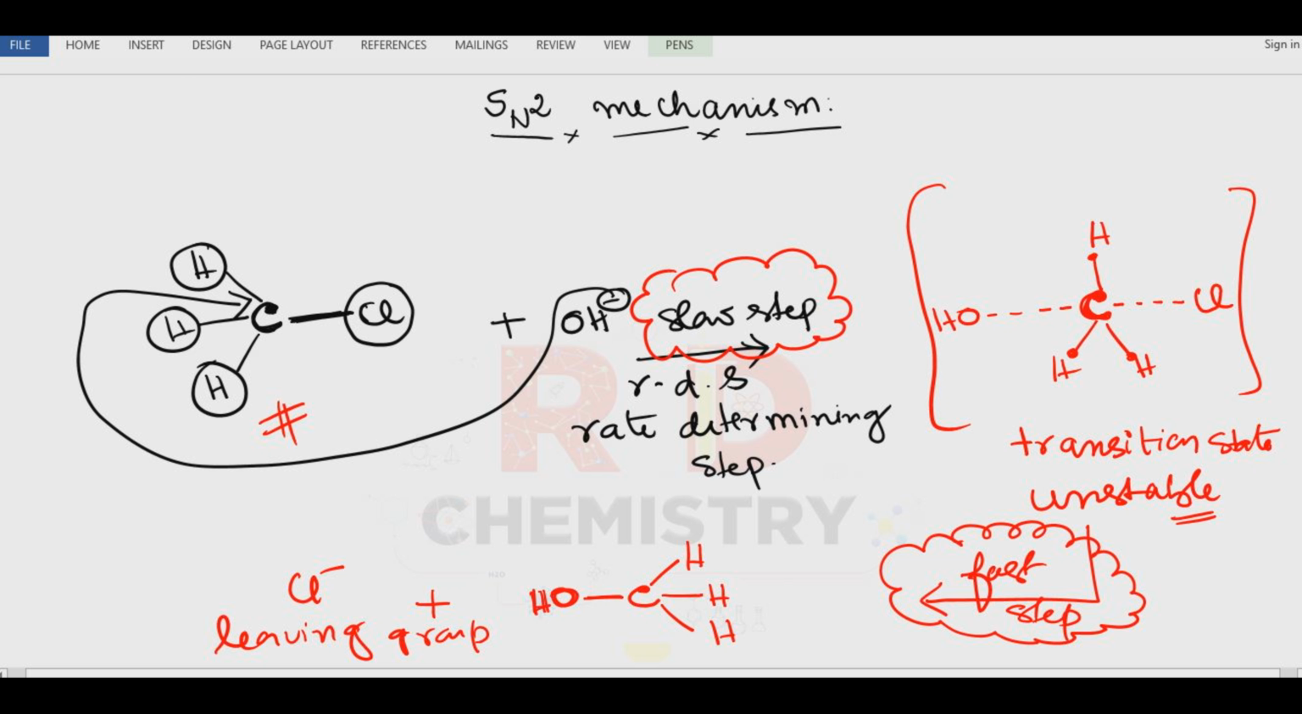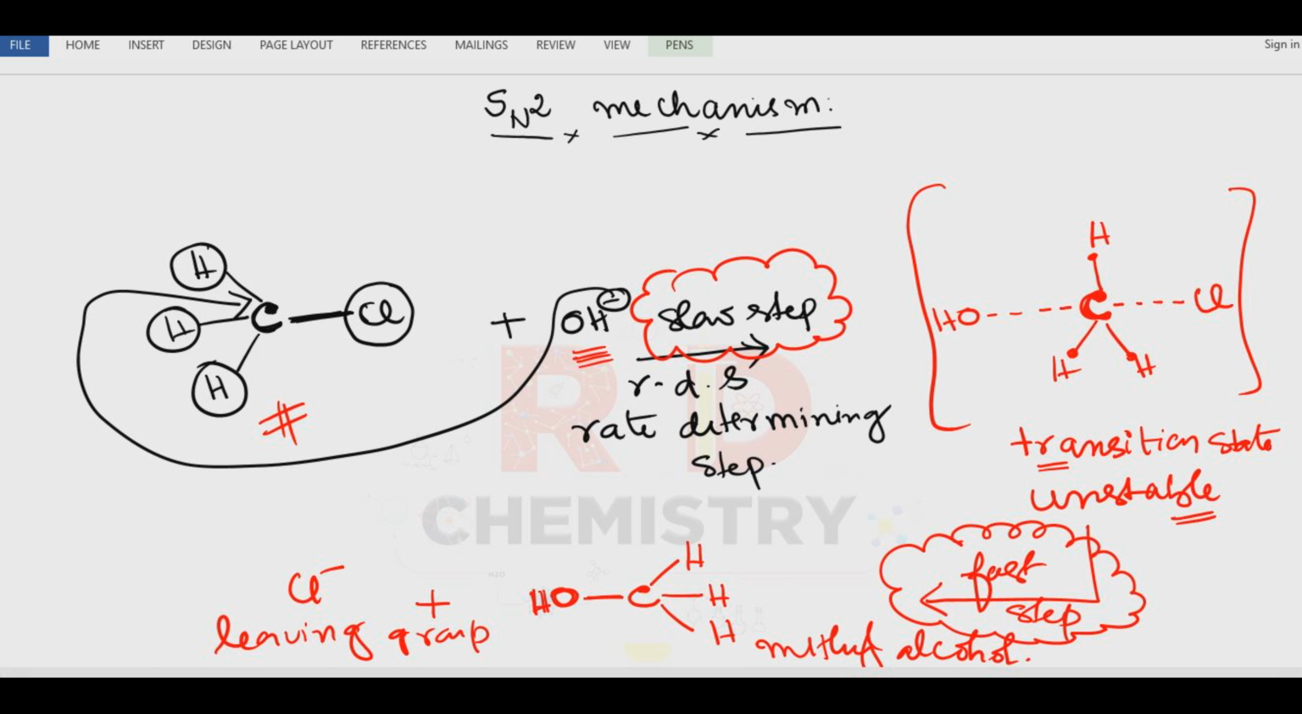Clear? So I'll repeat again. The nucleophile OH minus attacks the carbon atom opposite to that of the chlorine atom to form the unstable transition state where there is a partial bond making and partial bond breaking. This unstable transition state easily decomposes to give the final product. So we get here methyl alcohol. Methyl alcohol. Correct? Remember here, backside attack takes place.